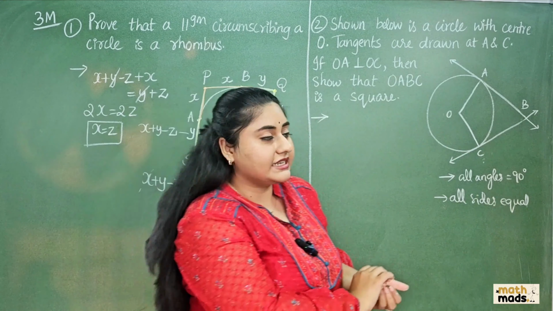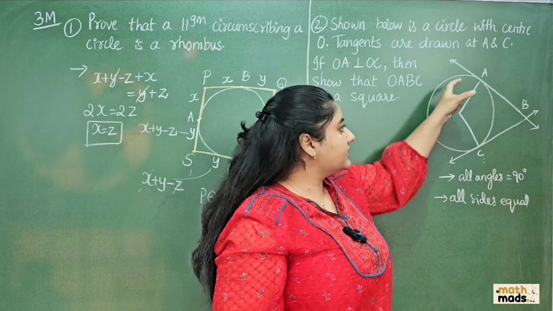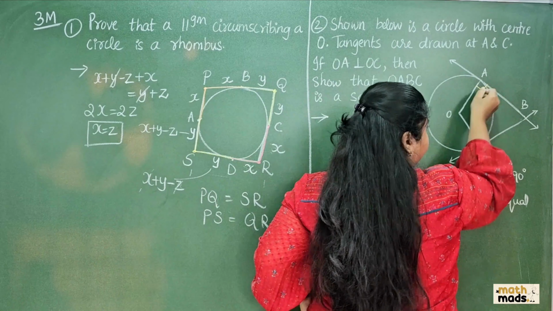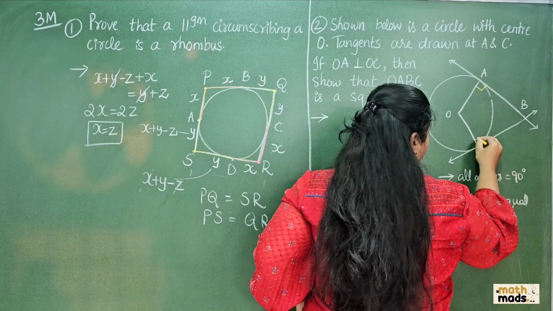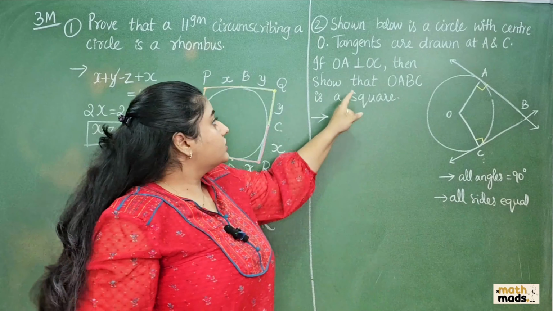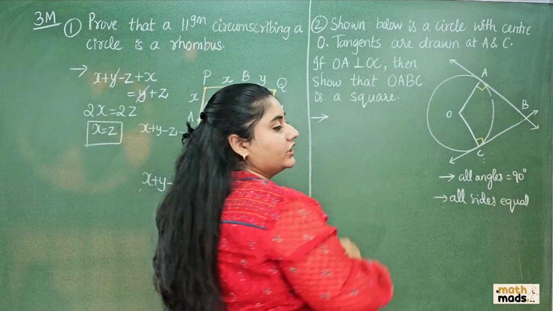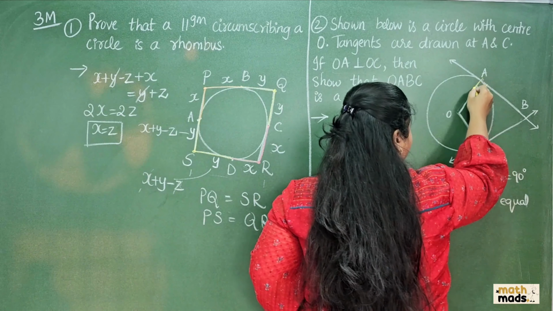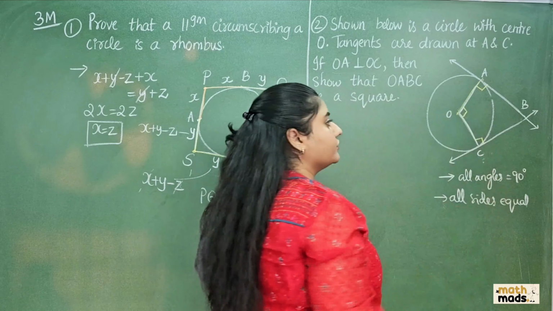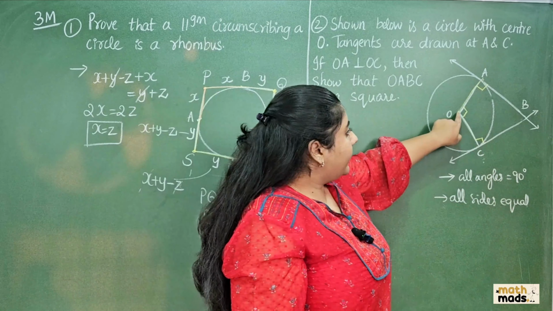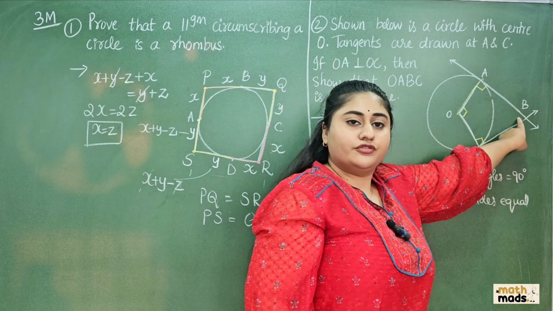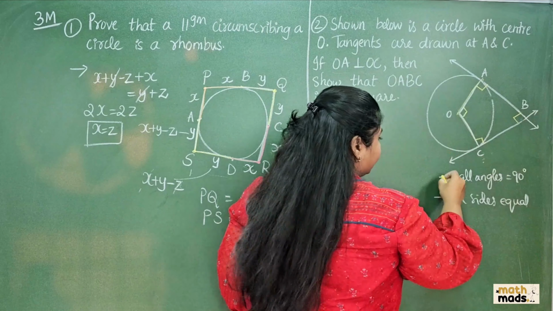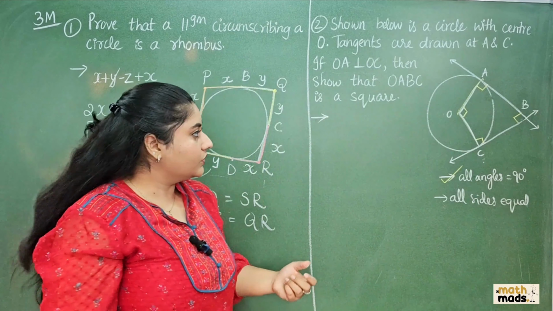Since at A and C you have tangents, I can say that OC and OA are perpendicular to those tangents. So angle OAB and angle OCB both will be 90 degrees. Also they have given that OA is perpendicular to OC. That means here OA and OC, they are perpendicular to each other. So this angle will also be 90 degrees. If three angles are 90 degrees, automatically the fourth angle will be 90 degrees in a quadrilateral. So I have proven the first one, that all angles are equal to 90 degrees.